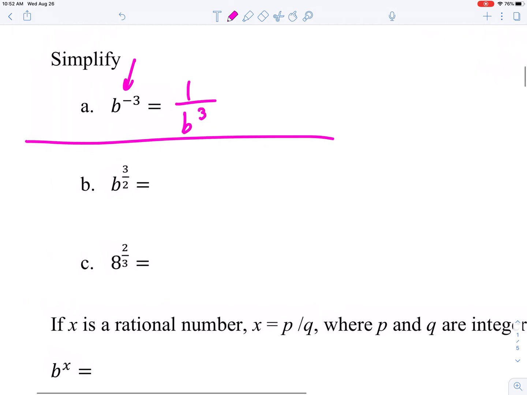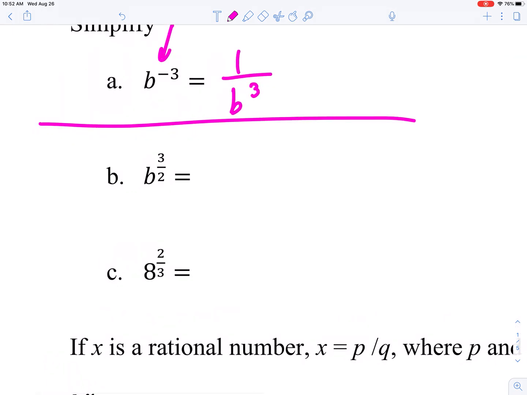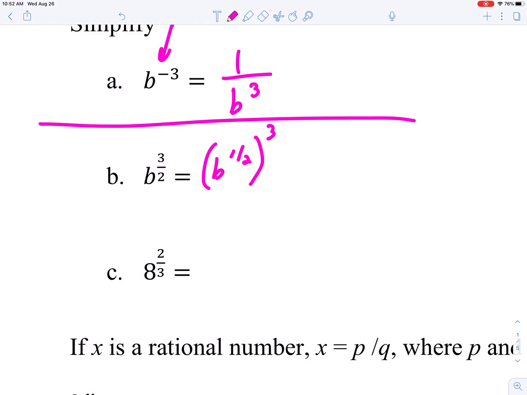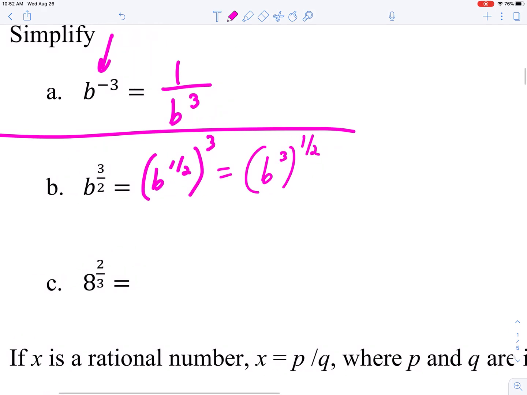Alright, next one here, b to the 3 halves. So remember, fraction exponents means radicals. So b to the 3 halves power. There's numerous ways we could write this. We can write this as b to the 1/2 to the 3rd power, because the rule here would be multiply the exponents. We could also write this as b to the 3rd power to the 1/2 power. Same thing, right? If you multiply those two exponents, you still get 3 halves.